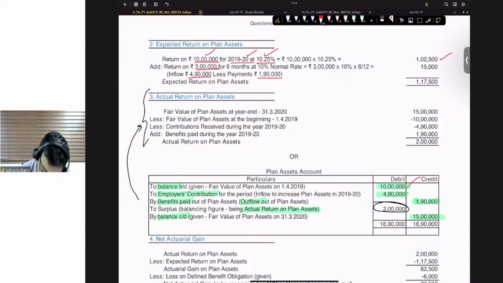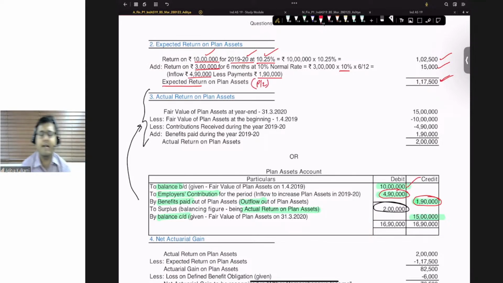On the fund, you have received contributions of 4,90,000 and paid 1,90,000. So there is a net inflow of 3 lakhs in the middle of the year. So that is not there for the entire year. So we will take it based on 10%, or you can straight away do 3 lakh into 5%. You will get 15,000. So this is your expected return. It's not your actual return. 1,17,500 is the expected return. This figure goes to the P&L.